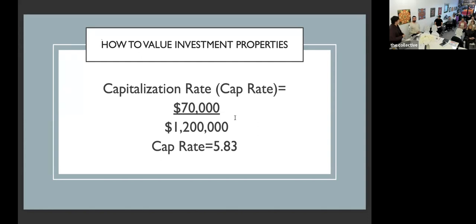So what does that mean? It means the further west you go towards the ocean, the lower the cap rate, the higher the GRM. The more east you go, someone want to finish my sentence? The lower the GRM, the higher the cap rate. Correct. Okay. Let's move to the next slide, please.